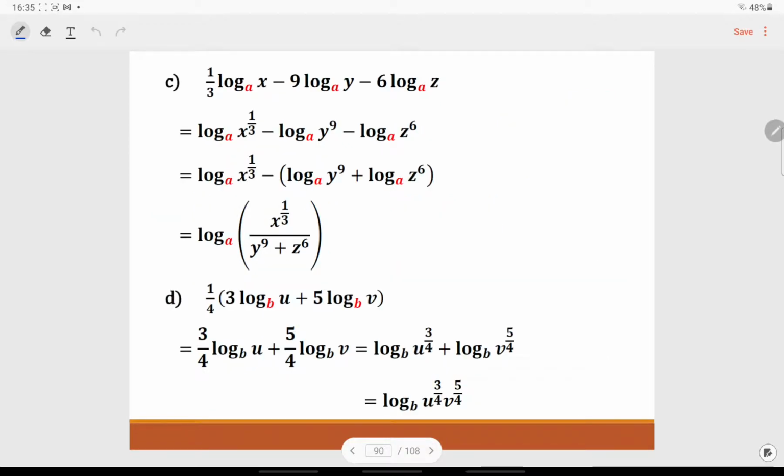Now we are given 3 logarithms here, 1, 2, and 3, and all these logarithms contain a common base. We have a, b, and a, and a. It's very easy for us to simplify, but first of all, we need to take this value, this value, and this value and put them into this form. Now we are ready to combine all these values together. For the subtraction, it becomes division.